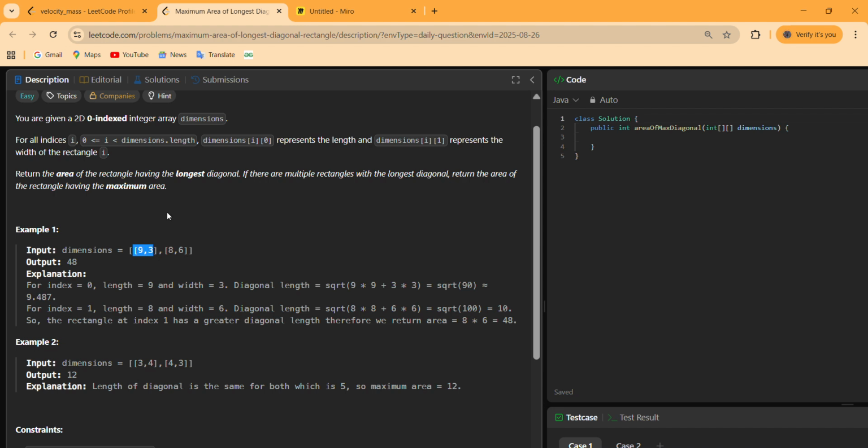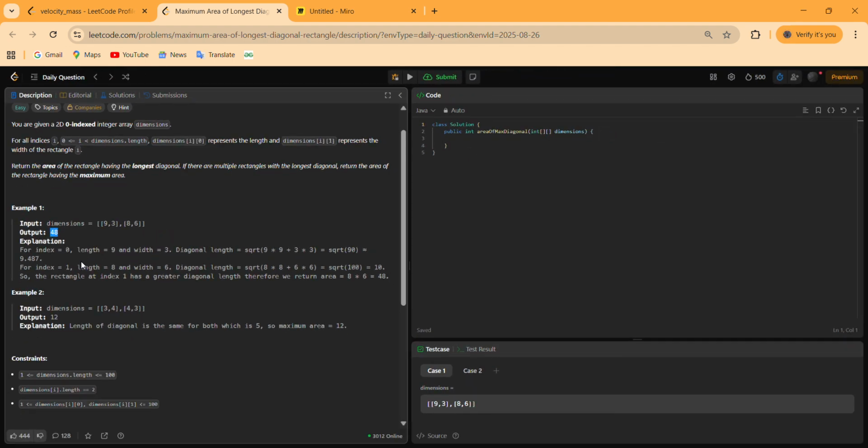If we try to find it, the diagonal length of this rectangle 9 cross 3 will be under root of 9 cross 9 plus 3 cross 3, and that comes around 9.487, while the diagonal length of this rectangle will come around 10. As we can see, the diagonal length of this rectangle is greater, so we have to return the area of this rectangle, that is 8 cross 6, and the answer will be 48.